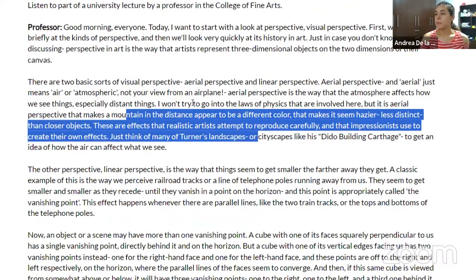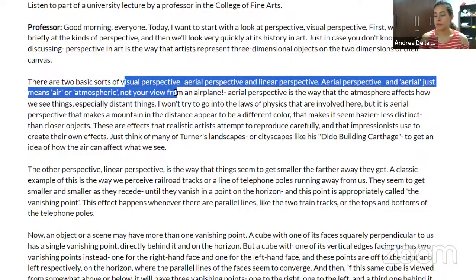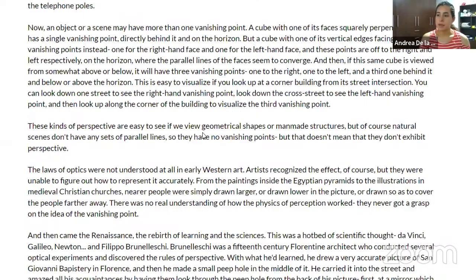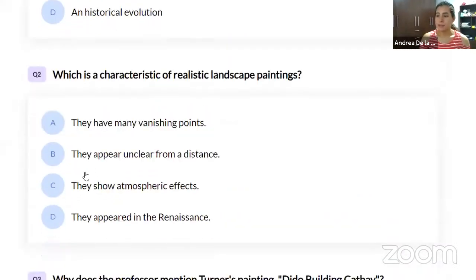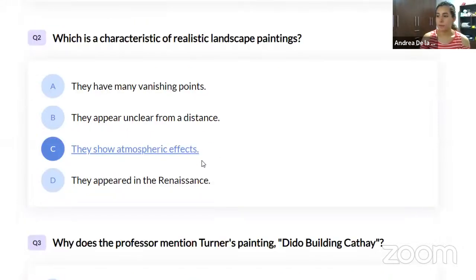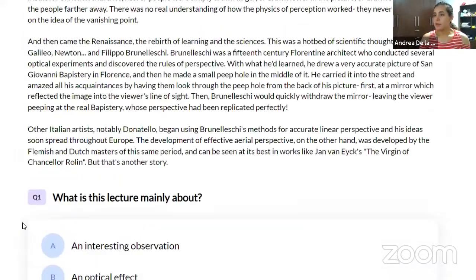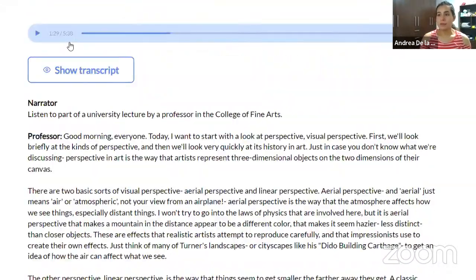Right. So for aerial perspective, they use the example of realistic landscapes to illustrate the concept. They talk about mountains, they talk about landscapes, Turner's landscape, realistic artists. So realistic landscape paintings show atmospheric effects. Right? It's an example of aerial perspective. And Turner's painting was an example of aerial perspective as well.